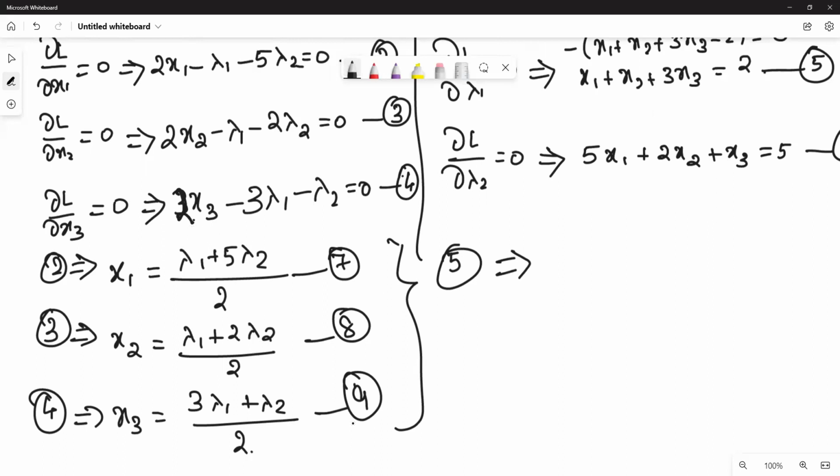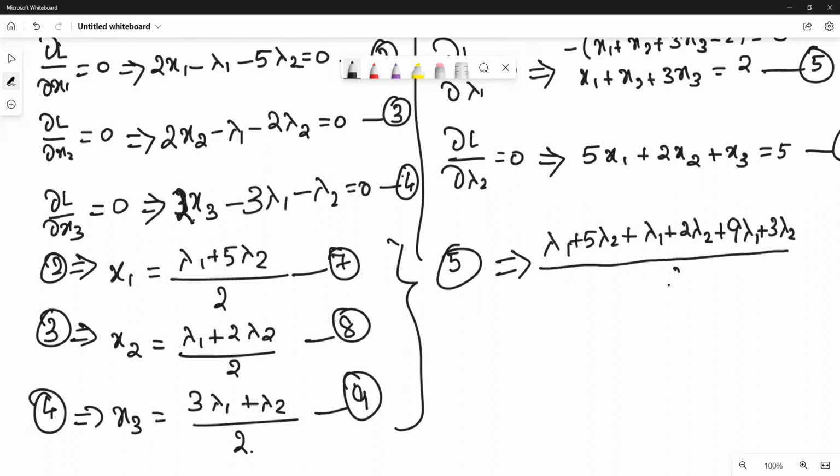Okay. So substituting 7, 8, 9, x1, x2, x3 in 5, I'll get (λ1 plus 5λ2) plus x2, that is (λ1 plus 2λ2), plus 3x3 means 3 times (3λ1 plus λ2). For all, the denominator is the same, by 2, is equal to 2. Simplifying this, I'll get 11λ1 plus 10λ2 by 2 is equal to 2. When I bring this denominator 2 to the other side, it will become 4. So mark it as equation number 10.